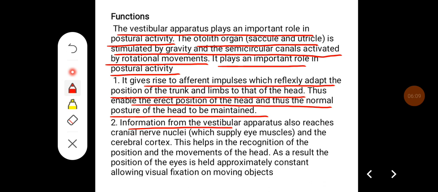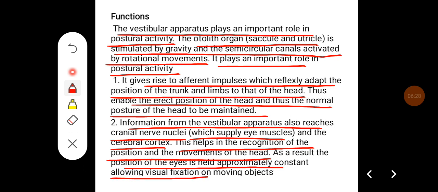The information from the vestibular apparatus also reaches the cranial nerve nuclei, which supply the eye muscles, and the cerebral cortex. This helps in the recognition of the position and the movements of the head. As a result, the position of the eyes is held approximately constant, allowing visual fixation on the moving objects.